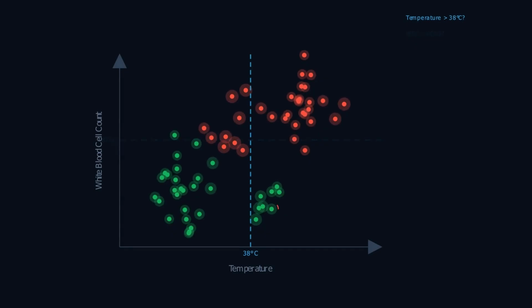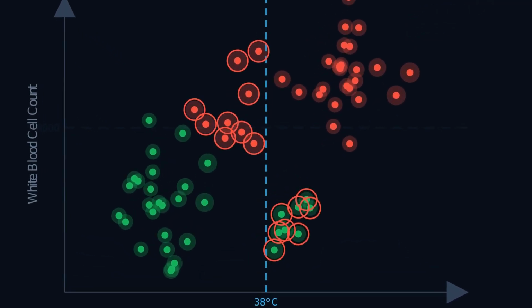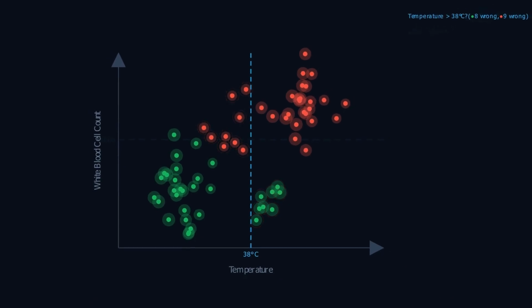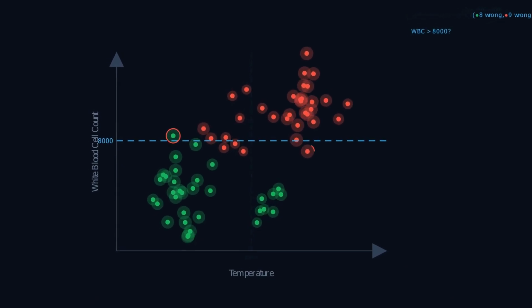This is the motivation. Every circled point represents a patient that this question would classify incorrectly. Fewer mistakes means a better question, and that is that simple. Now, we can finally compare them objectively. The second question simply makes fewer mistakes.